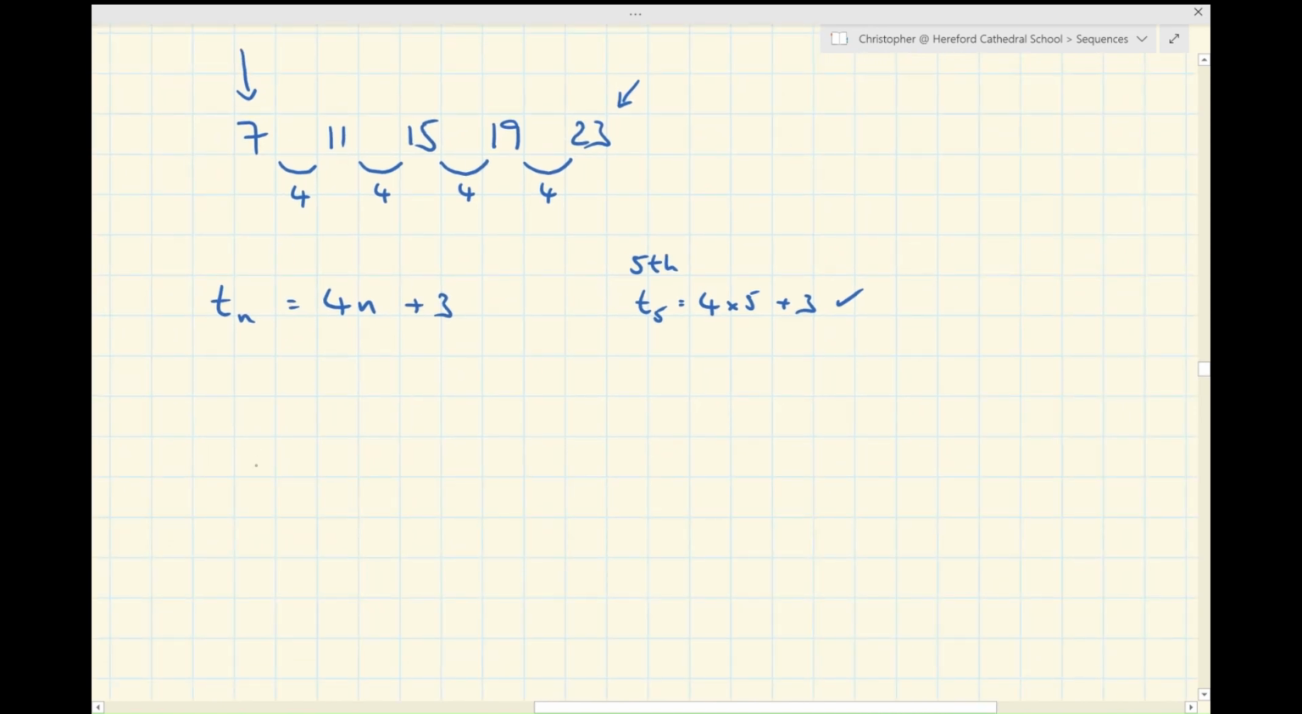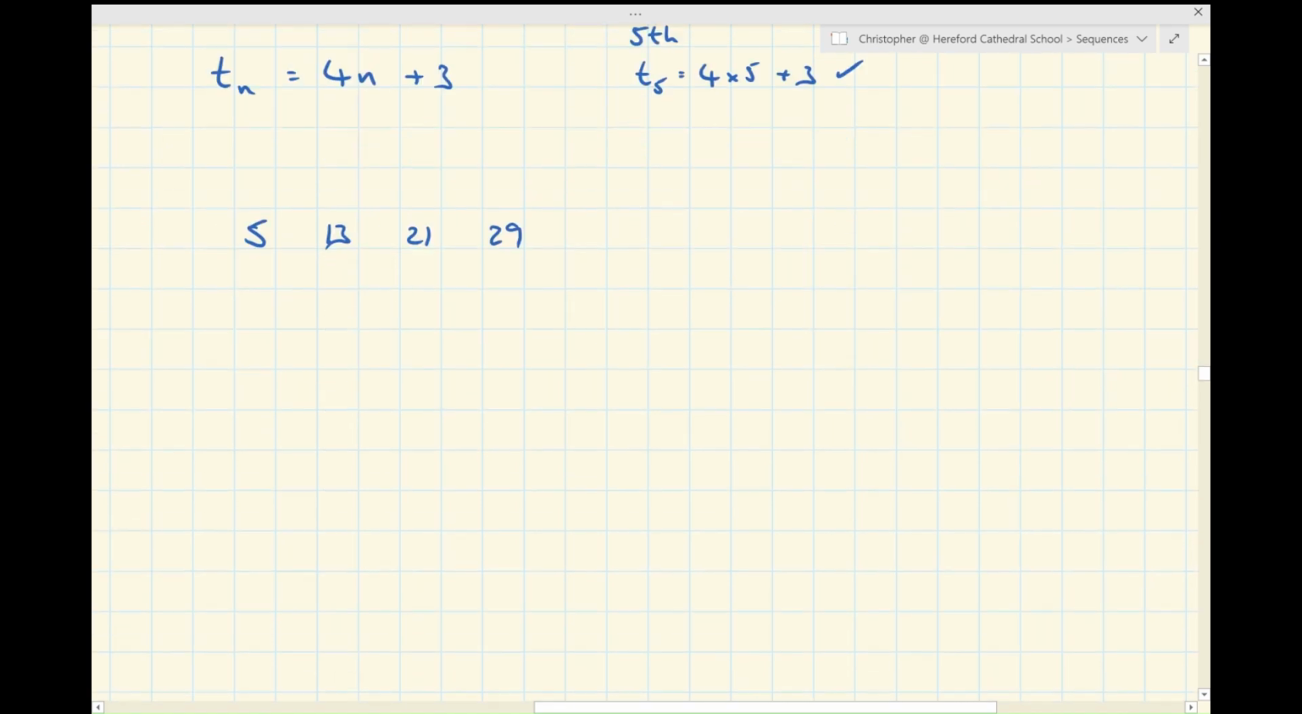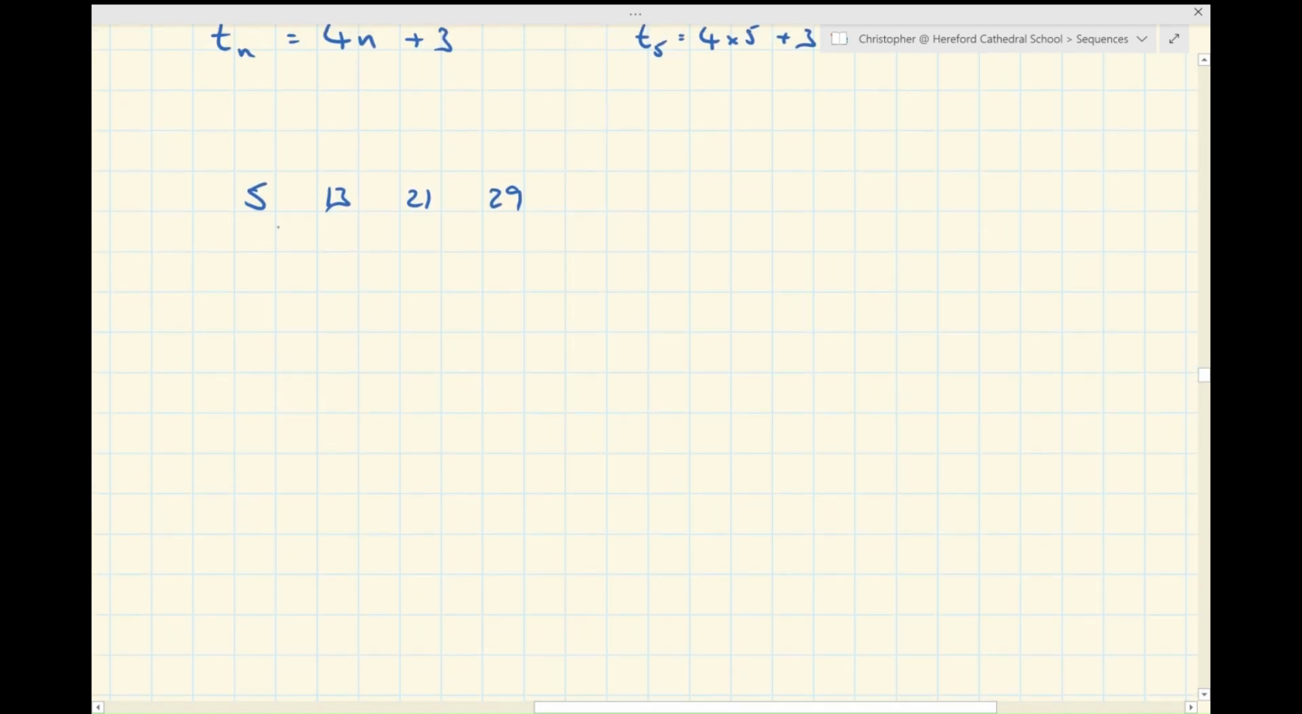Okay, let's have a look at a couple more examples. Let's look at this one. 5, 13, 21, 29. Pause the film if you want to have a go yourself. This time, the constant difference is 8. So my formula is going to start Tn equals 8n. It's like the 8 times table. But 8 times 1 is 8, and my first term is 5. So my correction factor will have to be -3.